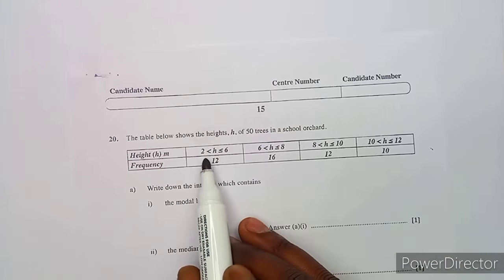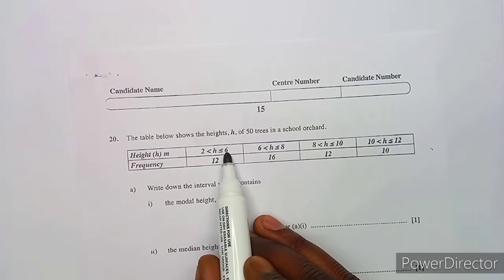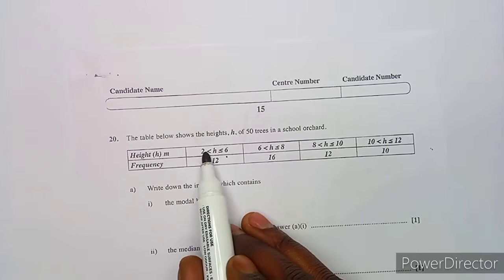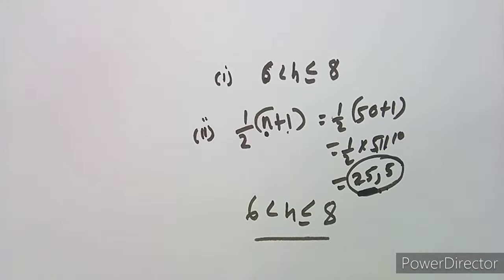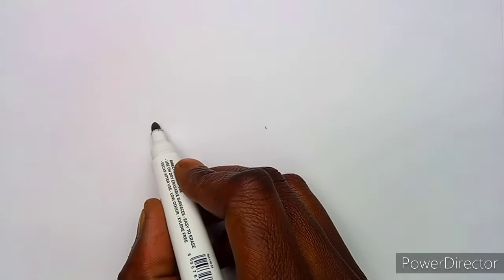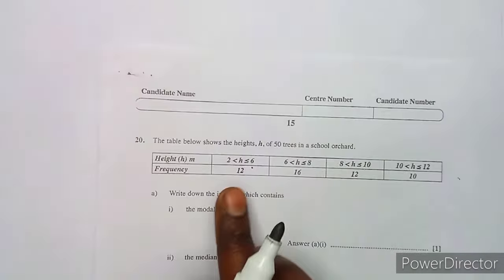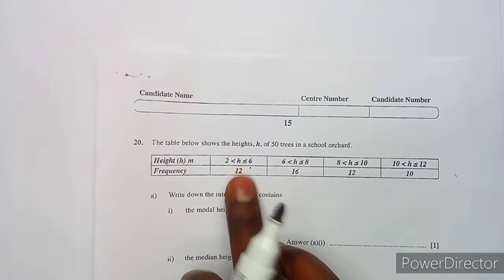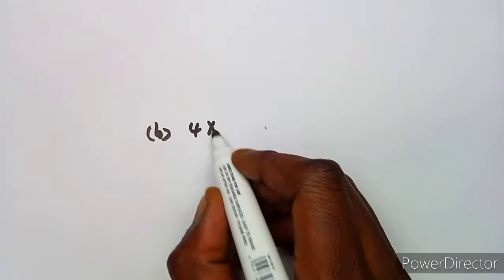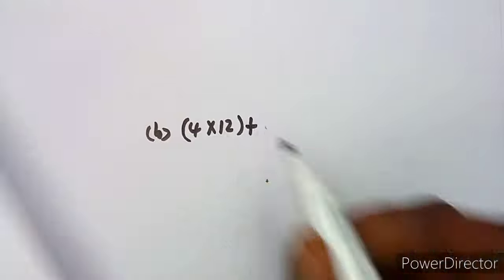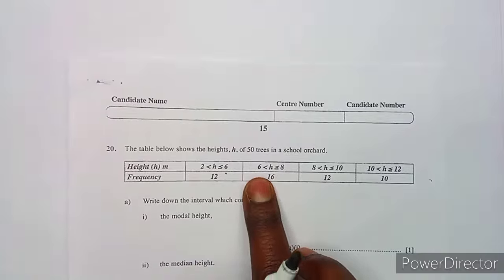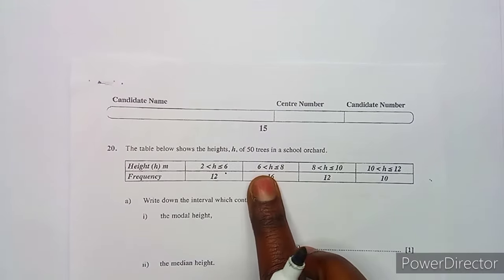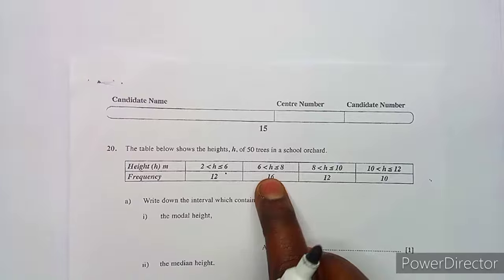So how do you find the class center? You add the lower class and the upper class, then you divide by 2. So it's 2 plus 6, which is going to give us 8. Then 8 divided by 2 is 4. So our class center here is 4. Or even by sight, you can see that the number in between 2 and 6 is 4. So that is 4 times the frequency, which is 12, plus the number in between 6 and 8. Definitely it's 7. So you can add 6 plus 8 divided by 2. So 6 plus 8 is 14, divided by 2, which is 7.